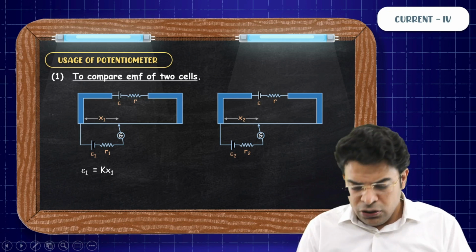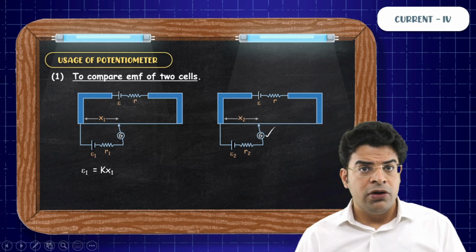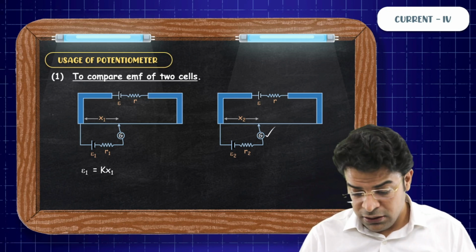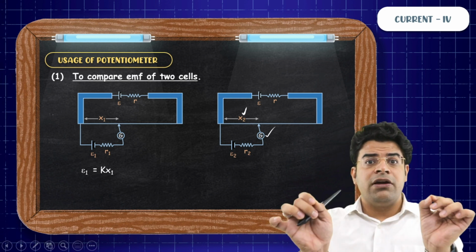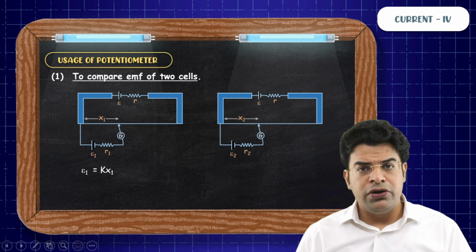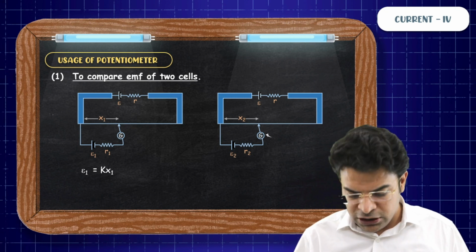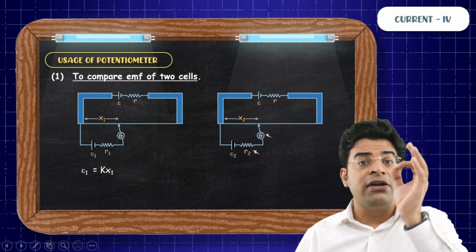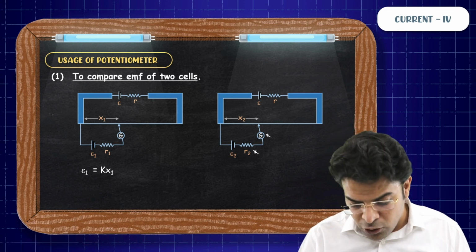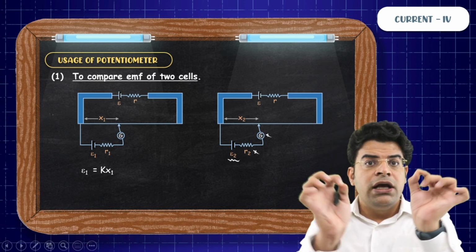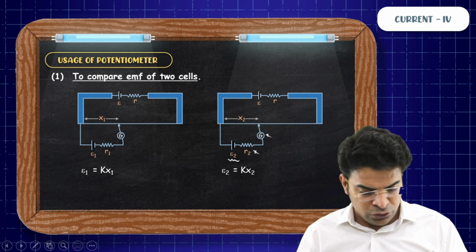Now let's say no current flows through the galvanometer when the length of the potentiometer wire connected is x2. So you can say if no current flows through the galvanometer, there will be no potential drop across the galvanometer, there will be no potential drop across the internal resistance, there will be potential drop only because of EMF. So E2 has to be equal to kx2.